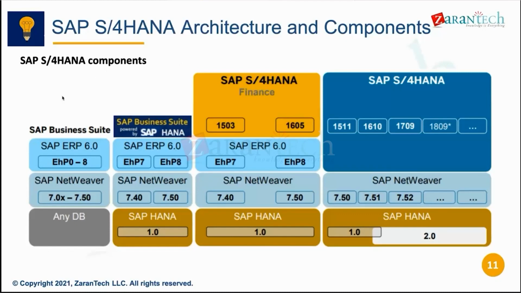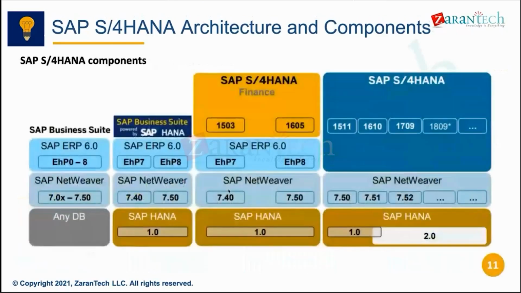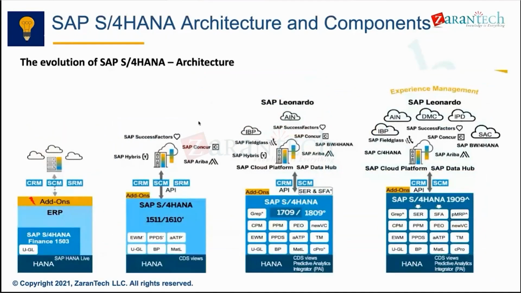This is how SAP S4HANA evolved from the SAP Business Suite, and these are the critical components. Now, again, I am stressing the evolution of SAP S4HANA architecture. Don't worry. So ERP, we discussed it, and then 1511, as I said, you ignore this 1503, and these were trial and error things.